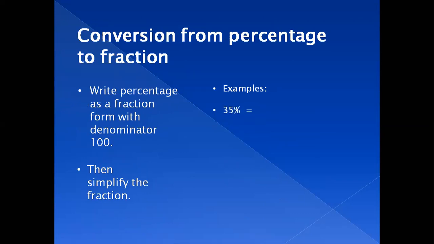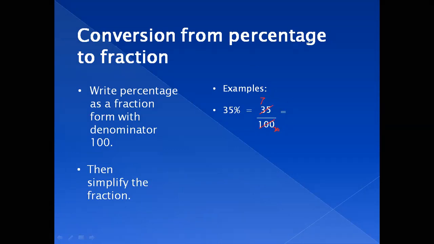35%. First, we will write 35% in a fraction form by writing 100 in the denominator, and so it will become 35 hundredths. And then we will simply do the simplification. We will read the table of 5, and 5 sevens are 35, and 5 20s are 100. And so the answer is 7 upon 20. It cannot be reduced further.